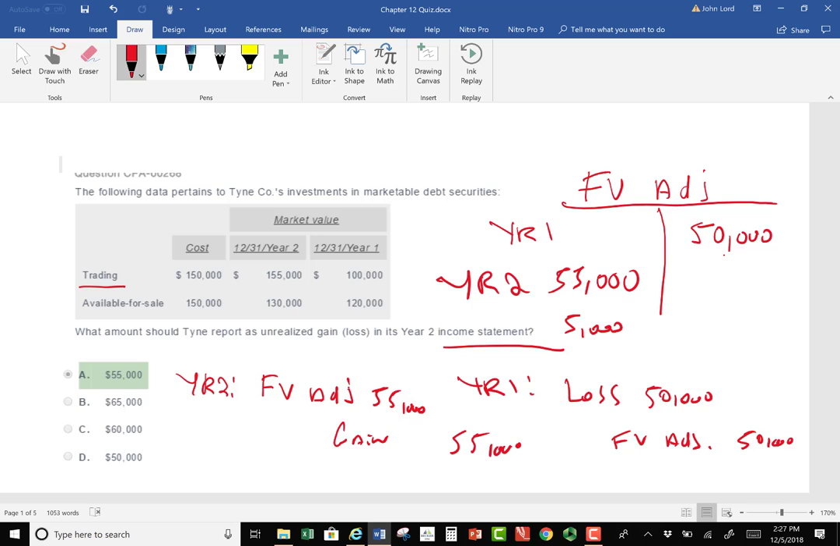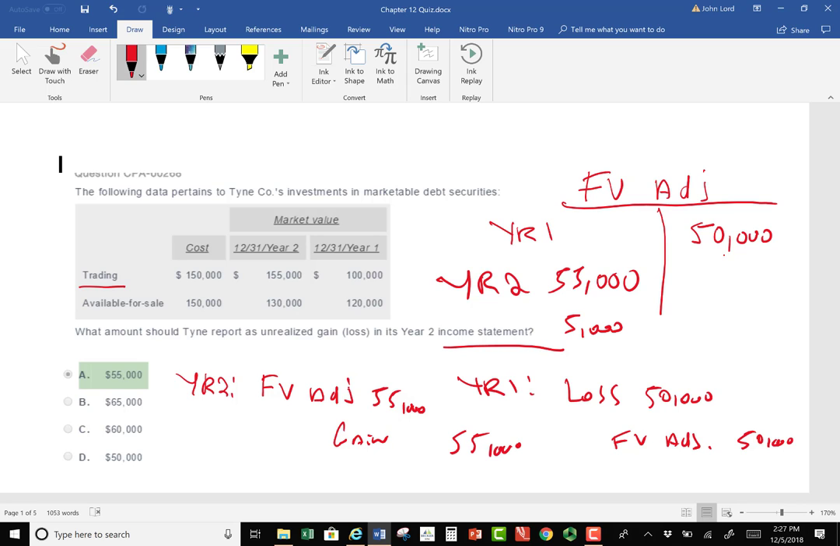Then we go into year two. And when we go into year two, the trading security has come back. And notice here, we had to know to ignore available for sale, didn't we? Because they asked us for the income statement. So when we get to year two now, we look and this thing is up $55,000, isn't it? So we're going to bring it up so that the fair value adjustment is $5,000, don't we? It'll be the cost plus the fair value adjustment.